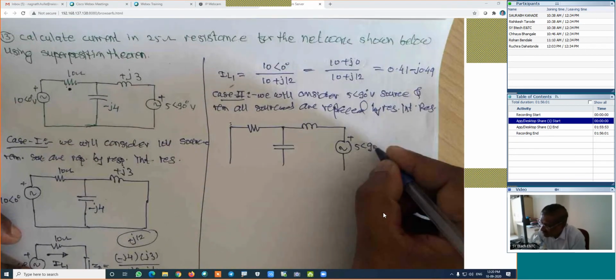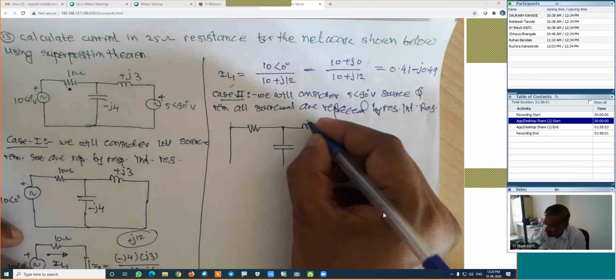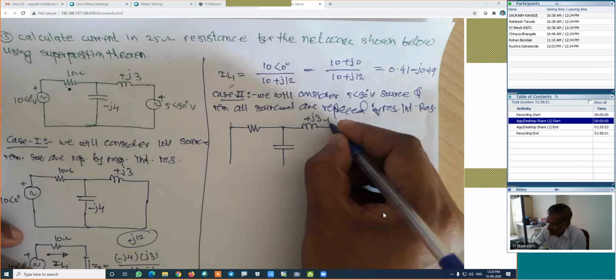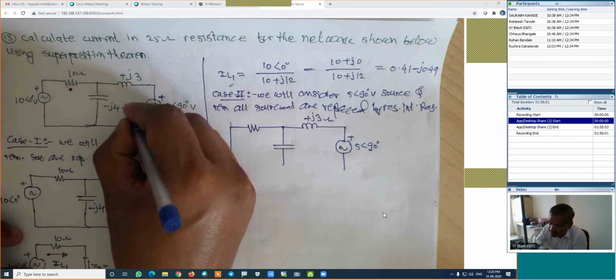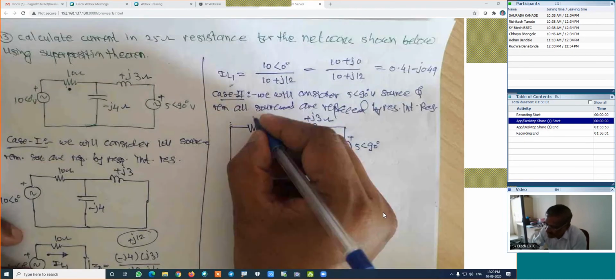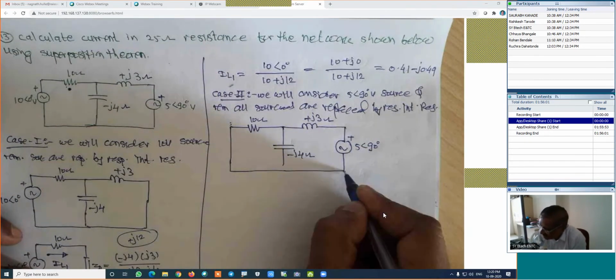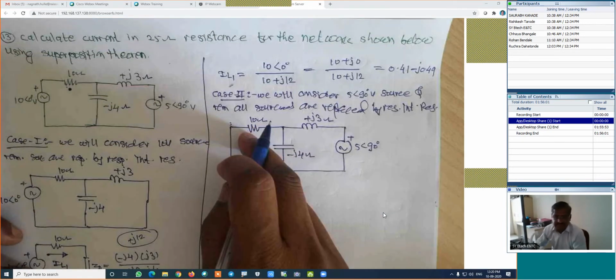5 angle 90 degrees. If polarity is not given, you can assume any polarity, but generally polarity is given. In case of the AC source, plus j2 is on, this is also on, this is minus j4 on, and here it is 10 ohm. In this case, we are interested in this current.